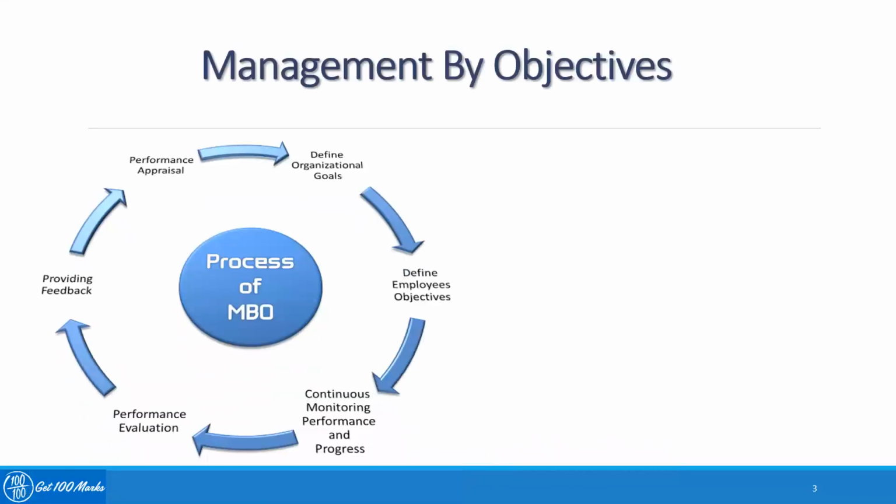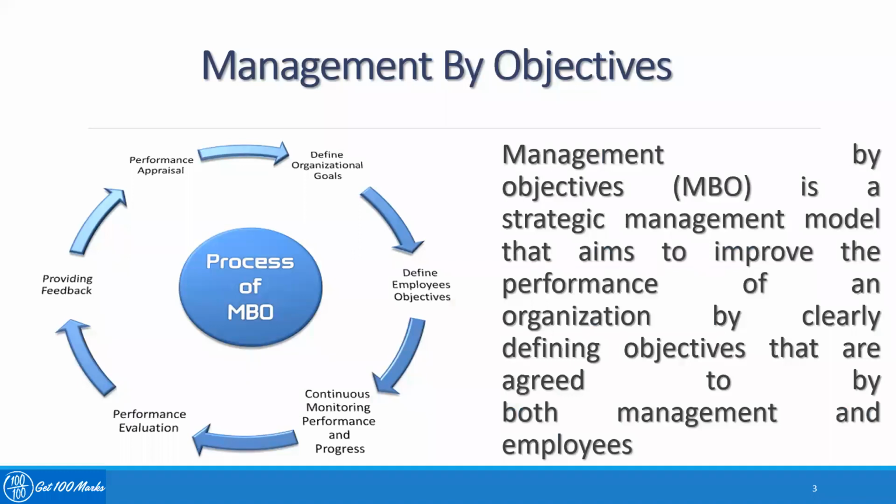First, we will see management by objectives. Management by objectives is a strategic management model that aims to improve the performance of an organization by clearly defining objectives that are agreed to by both management and employees.